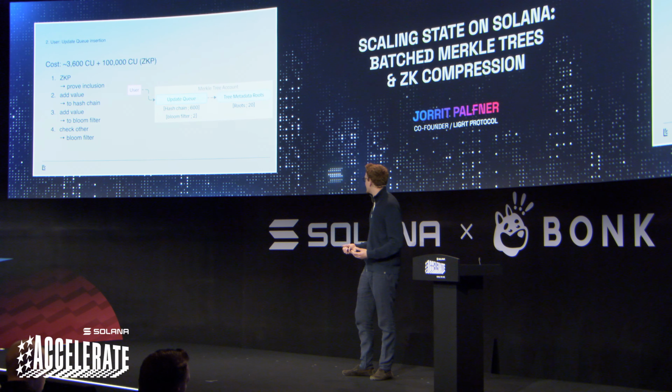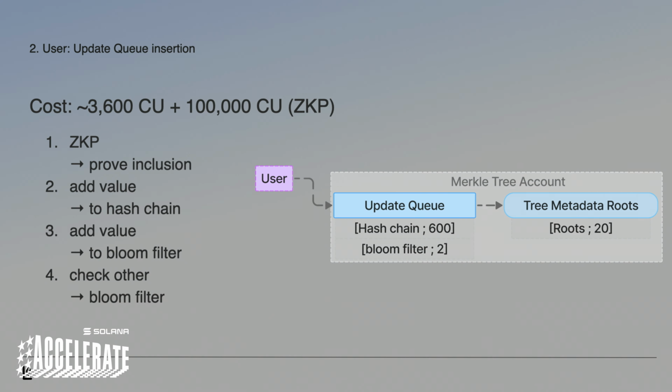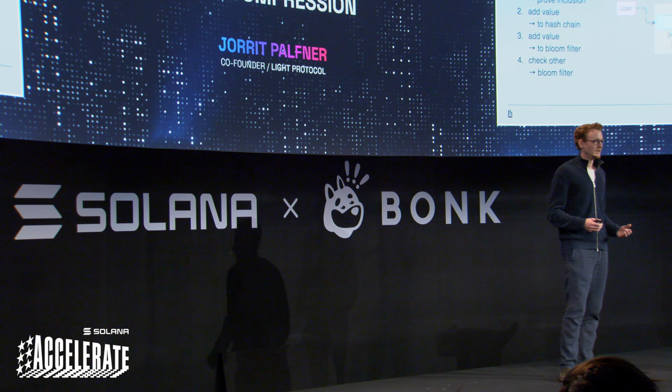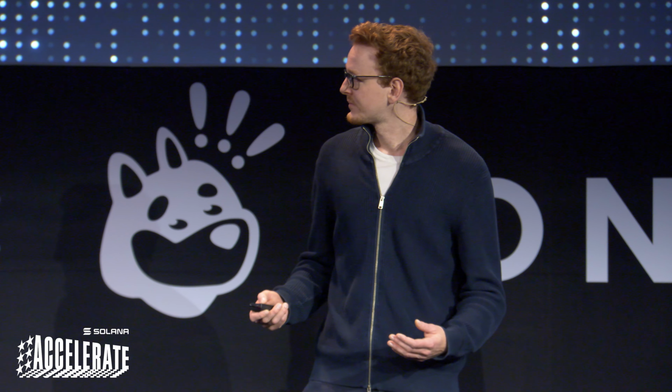The second user operation is the update operation. It works quite similarly. The user inserts a value into the update queue. The first step here is you want to prove inclusion of the value that you're modifying, either proved by index or by ZKP if your value is already in a root, not in a queue anymore. The second step is to add it to the hash chain. Same purpose as before: we want to create these batches that we can insert with ZKPs into the roots later.